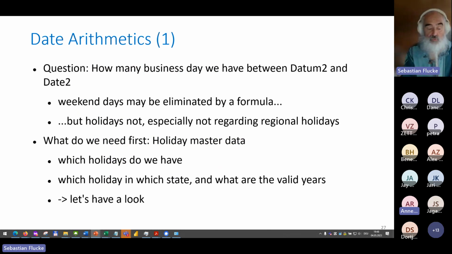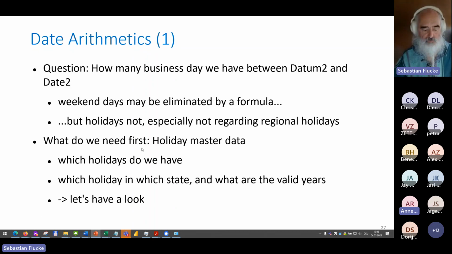Another question which comes up more and more in different projects is how many business days we have between date 1 and date 2.